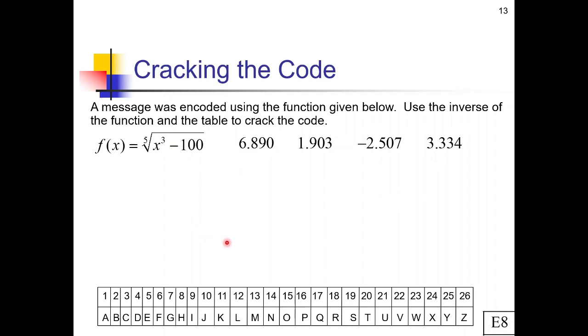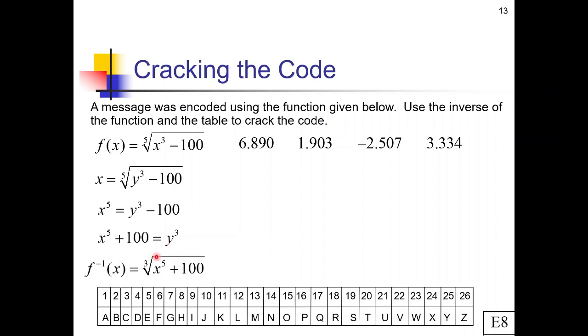Give it a shot. All right, so let's start by swapping x and y. So we have x equals fifth root of y cubed minus 100. And then the next thing I'll have to undo is this fifth root with the fifth power. So this is x to the fifth equals y cubed minus 100. Then we can add 100 to both sides. And then finally, if we take the cube root of both sides, we get f inverse: cube root of x to the fifth plus 100.